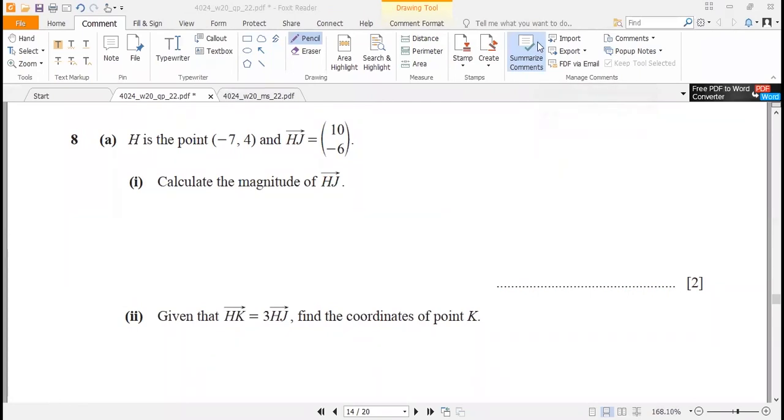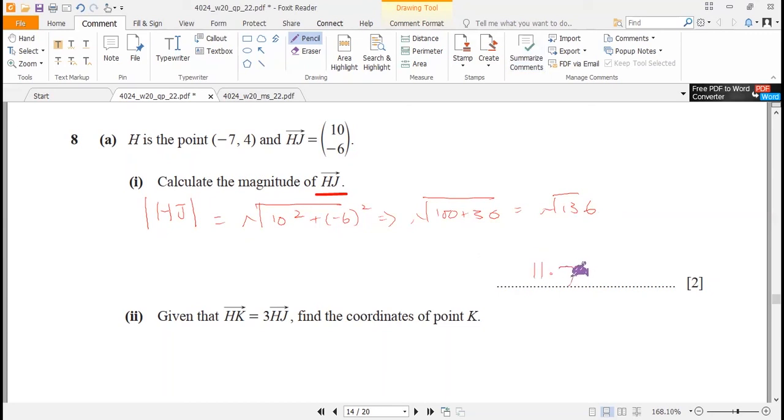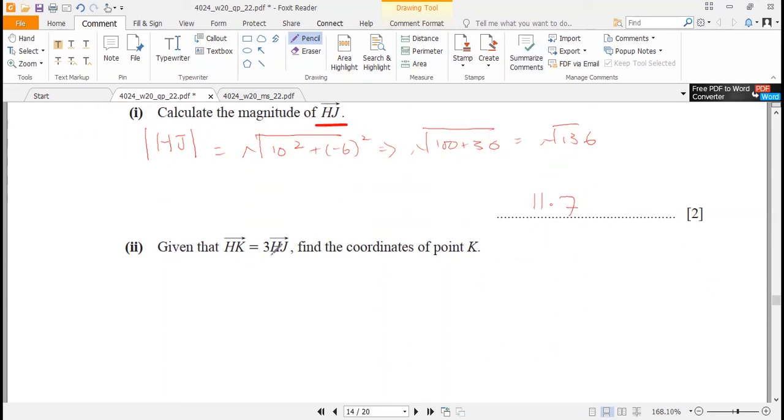H is the point (-7, 4), and HJ is the vector (10, -6). We need to calculate the magnitude of HJ. Okay, for the magnitude of HJ, 10 squared plus -6 squared, 100 plus 36, it will be 136, and the square root of that will be 11.7.